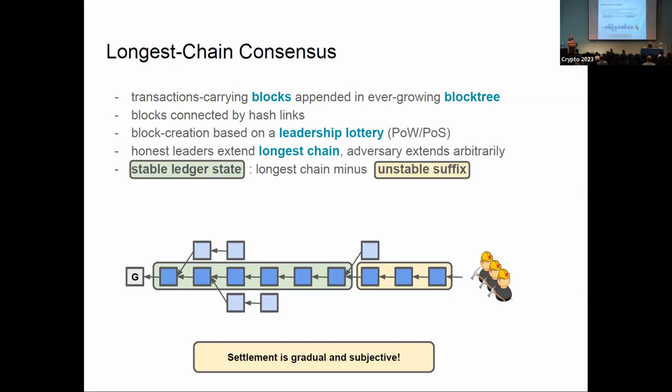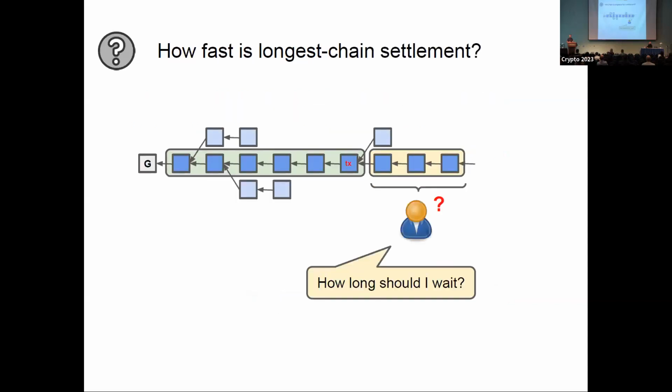This already illustrates that settlement in this class of protocols is both gradual, in the sense that the more blocks are amassed on top of a block of interest with some transaction that I care about, the more certain I can be that this transaction stays in the ledger forever. And it is also subjective, because the protocol itself does not prescribe where this threshold should be, and it is up to the user interpreting the ledger to decide which blocks and transactions should be considered stable. So arguably the most important question about this class of protocols from the user perspective is, how long should I wait?